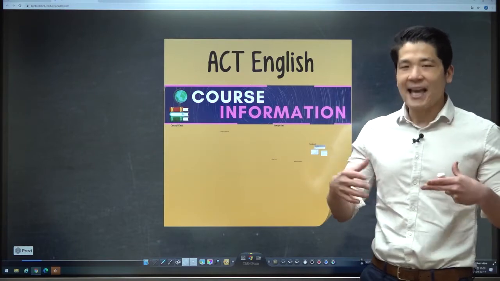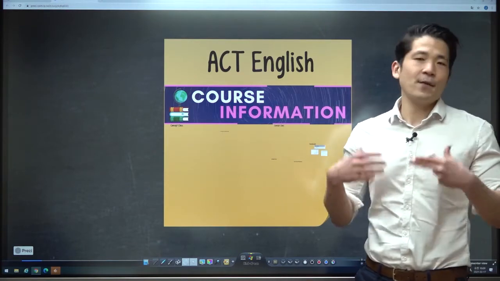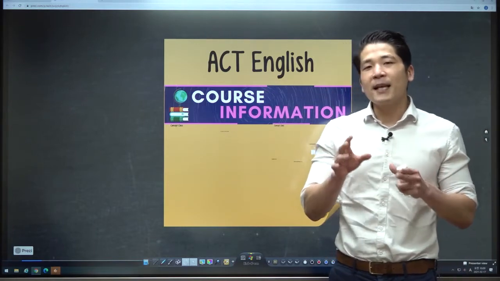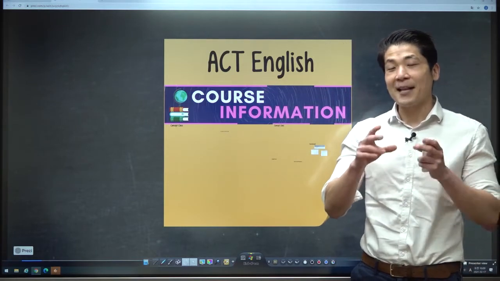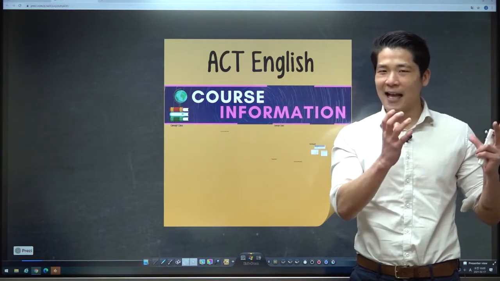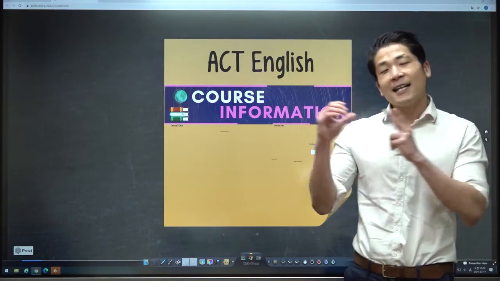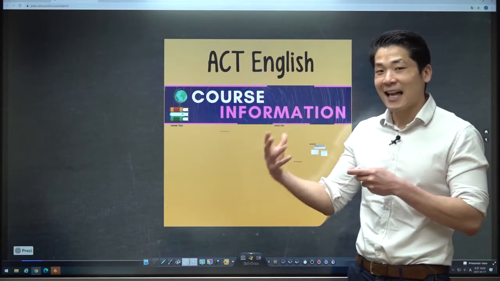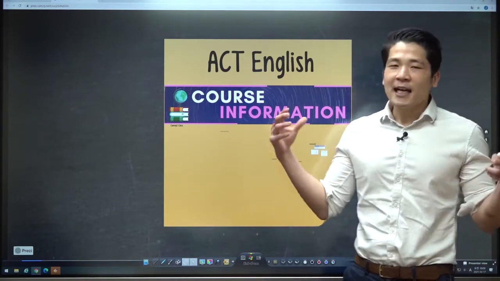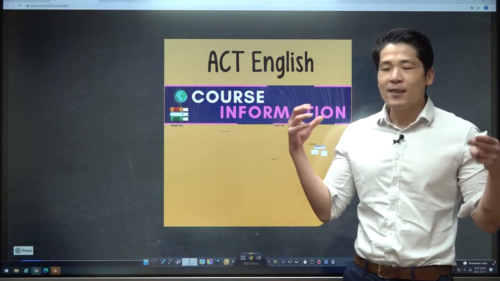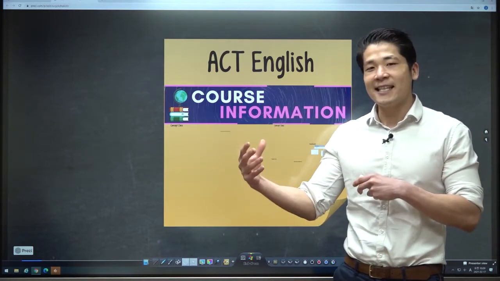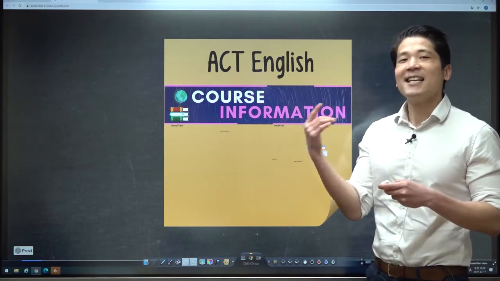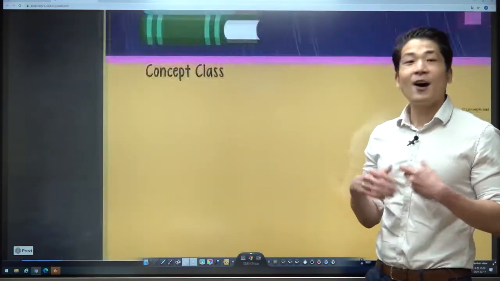You'll be taking a diagnostic test if you haven't studied ACT before. Depending on your score, you'll be placed into one of two classes. One is our foundational class, called our concept class. Two is our practice test class, called our 실전 level classes. You can come into this course with no experience on the ACT and still learn everything you need to succeed on this test. First, we'll talk about our concept class.